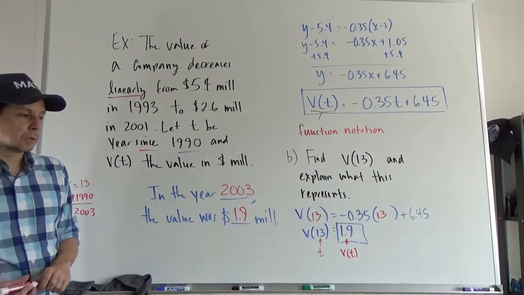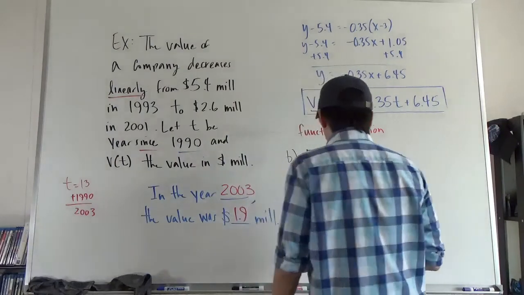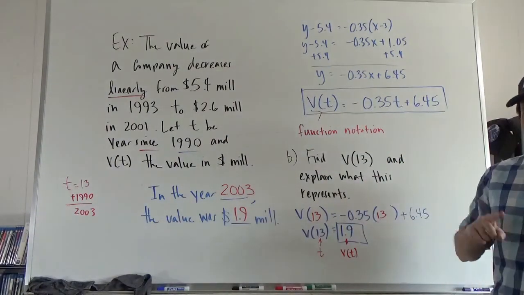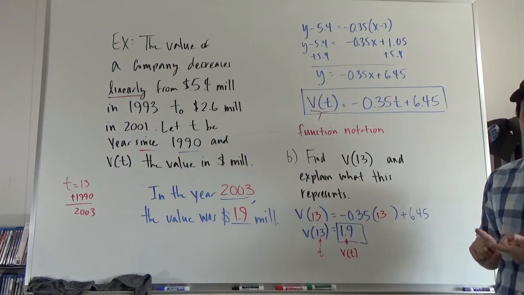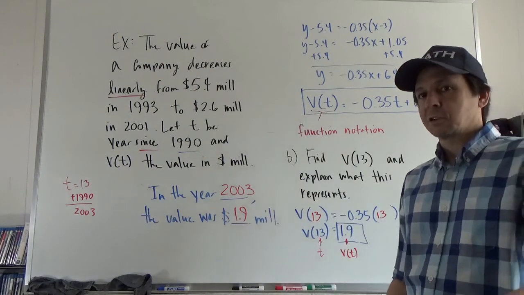So that's it. Very similar to what we've done before. Just getting used to function notation. Input and output variables are like the t and the v of t, the year since 1990 and the value. Okay, that's all I got for this lesson. Like I said, it was short.